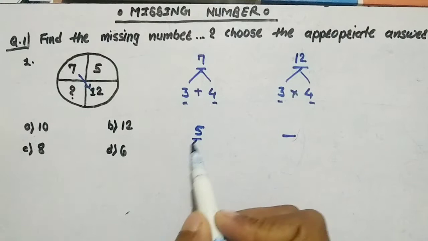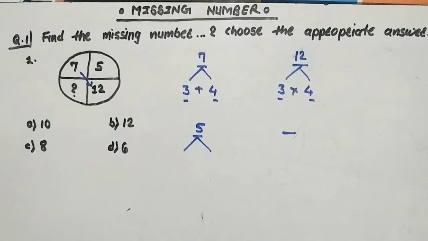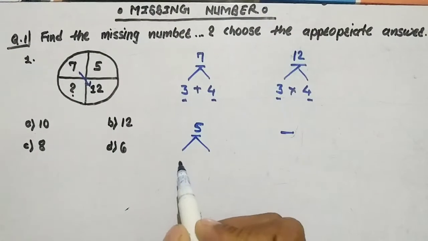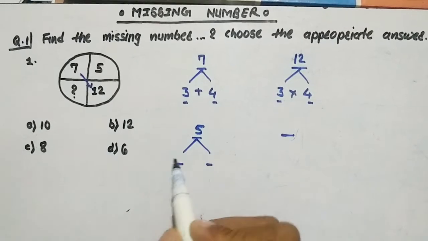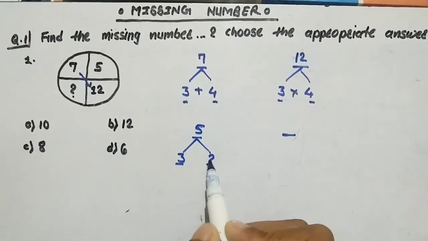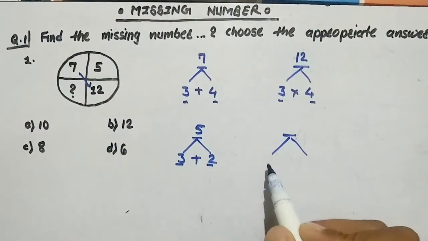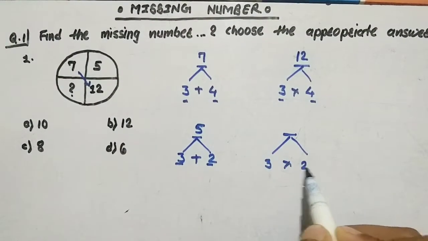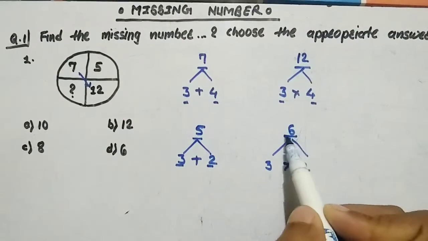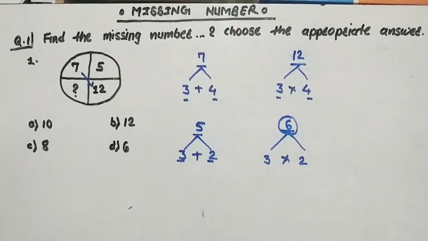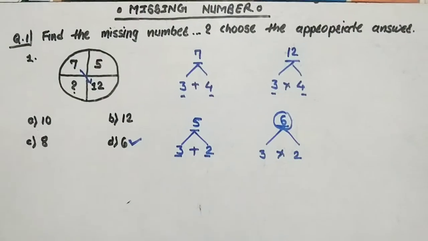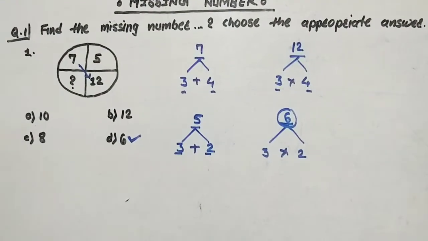So if we have to derive 5, suppose we have to derive 5 from two values, that is 3 and 2. So 3 plus 2, that is 5, and similarly 3 multiplied by 2, then we will get the answer, that is 6. So option D is the correct answer. I hope that this is clear to everyone, students.